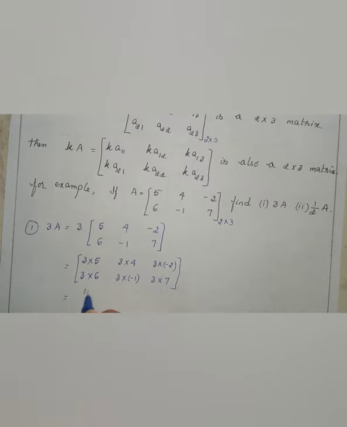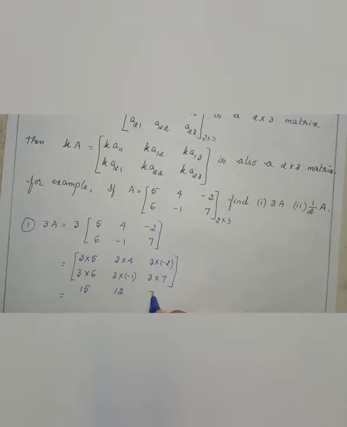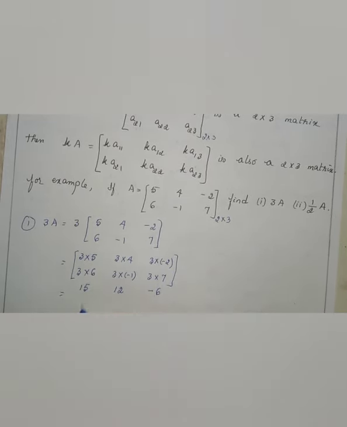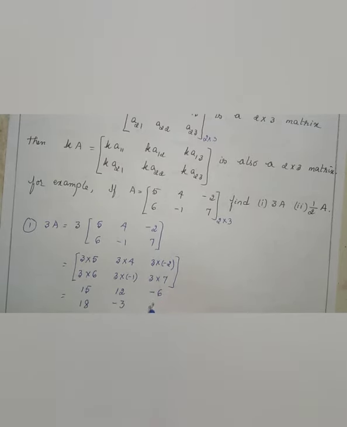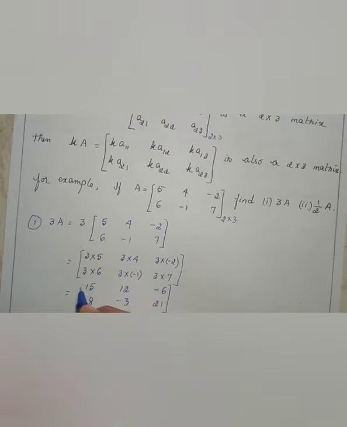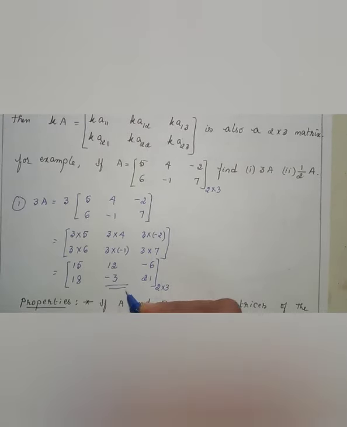3 into 5 is 15. 3 into 4 is 12. 3 into minus 2 is minus 6. 3 into 6 is 18. 3 into minus 1 is minus 3. 3 into 7 is 21. So this is again of order 2 by 3. There is one more here.